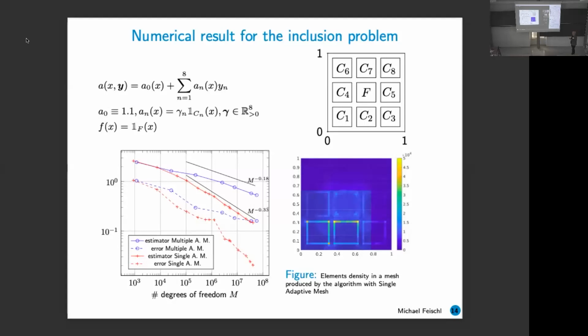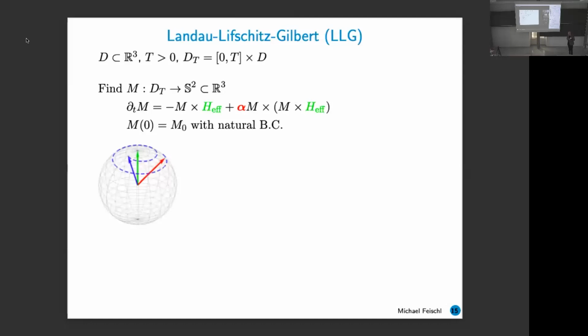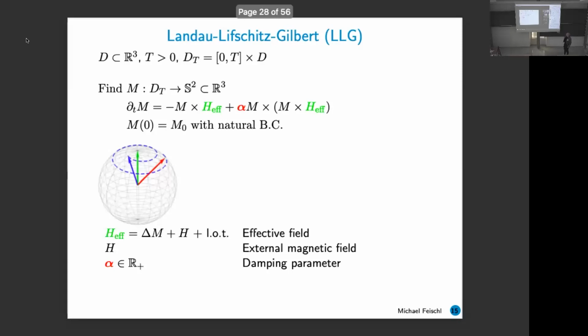Okay, so that's for the Poisson problem. And now I want to talk about a more involved problem, which comes from computational micromagnetism, which is called the Landau-Lifshitz-Gilbert equation. It describes the motion of magnetization in a magnetic body. And it's essentially a parabolic equation. Why it's parabolic: you see here HF contains the Laplacian of M. So M is the magnetization. It's a time-dependent vector field with fixed length. So M has length 1.